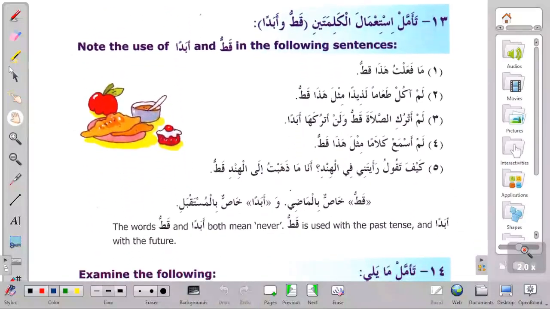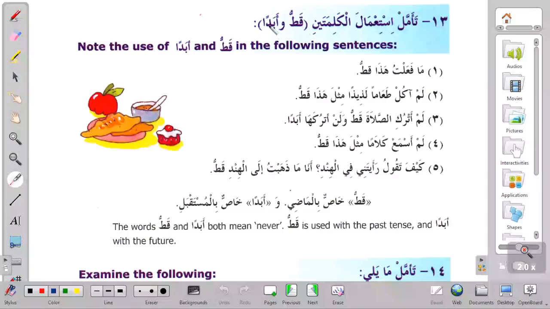Okay. Now we have here exercise number 13. They say ta'ammal isti'mal al-kalimatayn faqat wa abadan. We are going to look at how qat and abadan are used. I think this one we explained in the previous lesson. Qat, we said it is used for past tense. I hope that is clear, past tense. So if I say I've never gone there, you say what? Ma dhahabtu qat. I've never gone.